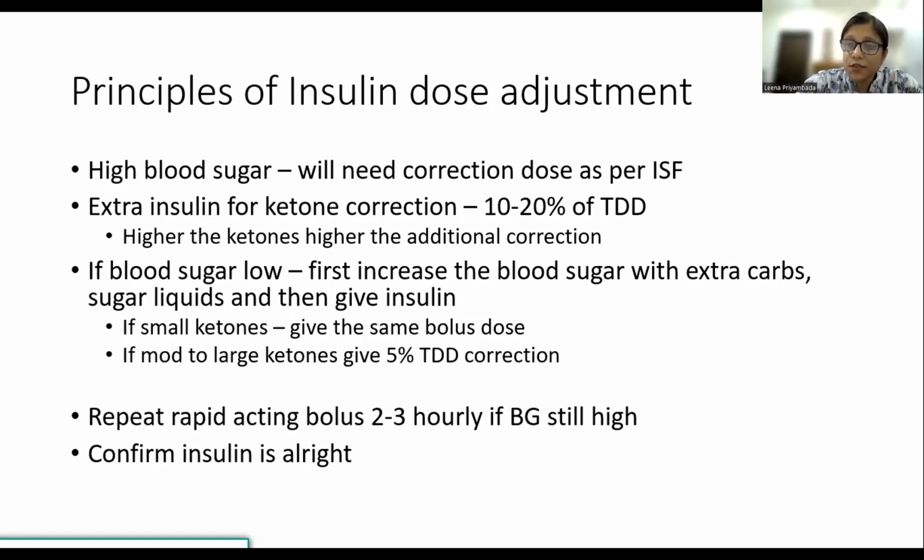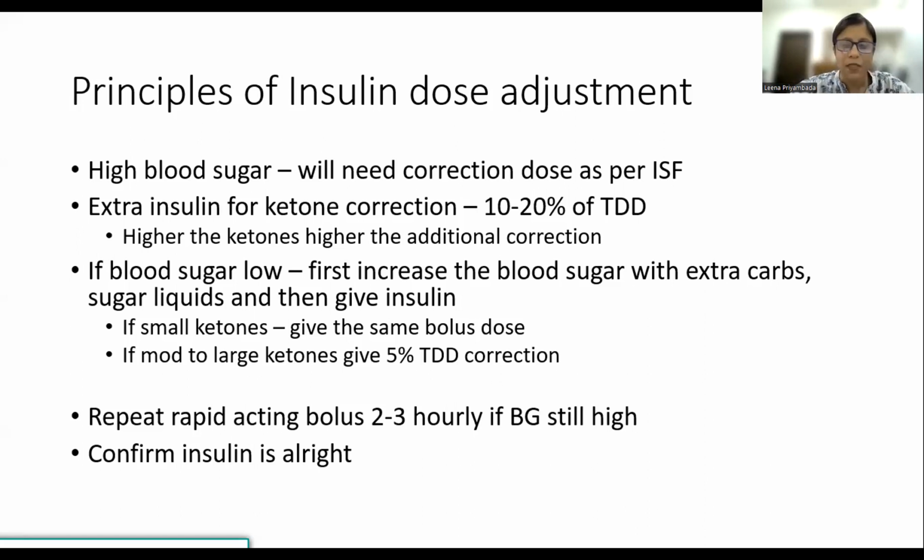Also remember that this is the correction dose. If it is a mealtime dose, the child may not be eating as much as normal. So the pre-meal dose will have to be calculated based on what the child is eating, whether there is low sugar or high sugar, and whether there are ketones or no ketones. So this you have to remember.